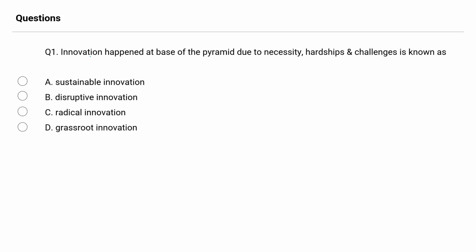The question says: innovation happened at the base of the pyramid due to necessity, hardships and challenges is known as. The first option is sustainable innovation, then disruptive innovation, radical innovation, and grassroots innovation. So take your time, just read the question and let me know what could be the right answer.